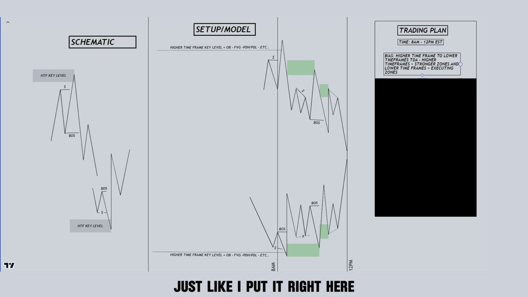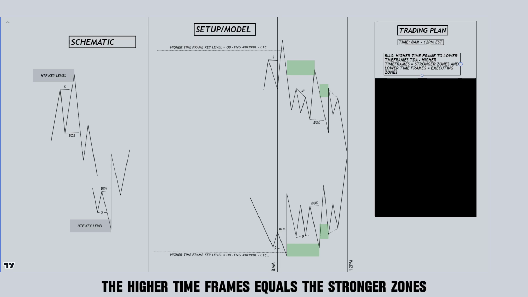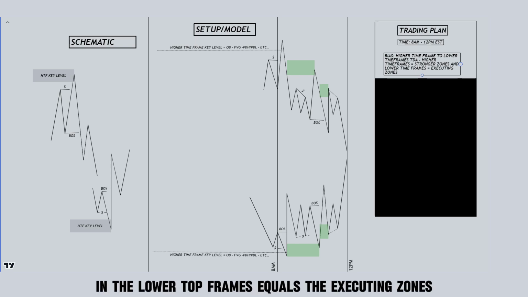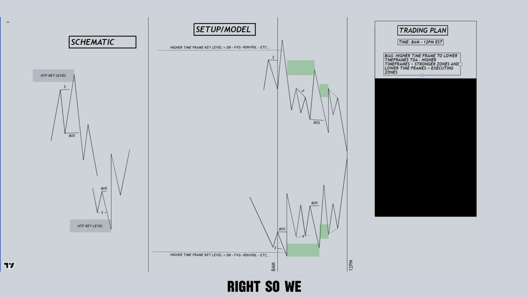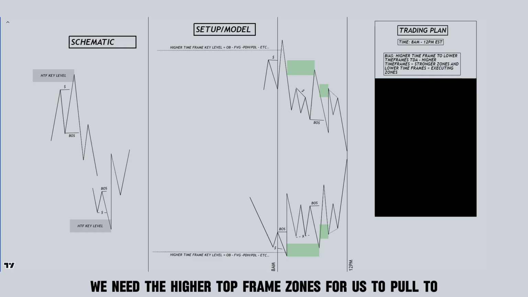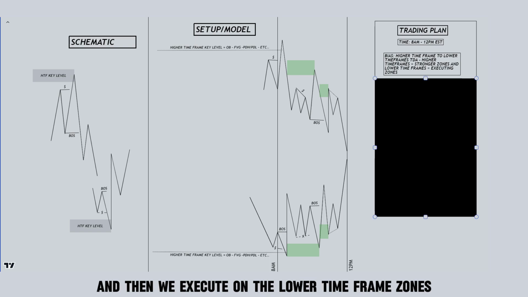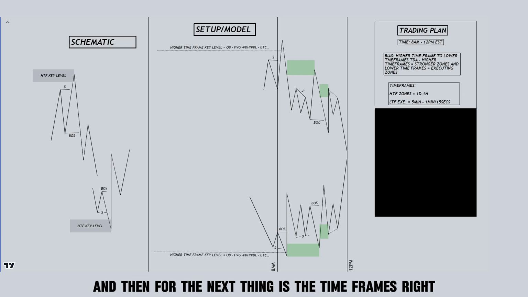Just like I put it right here, the higher time frames equal the stronger zones, and the lower time frames equal the executing zones. So we need the higher time frame zones for us to pull to, and then we execute on the lower time frame zones. And then the next thing is the time frames.